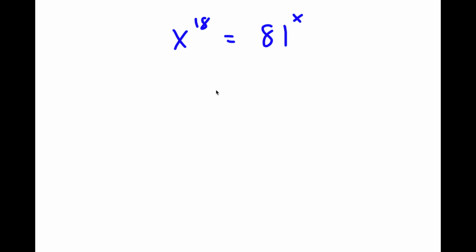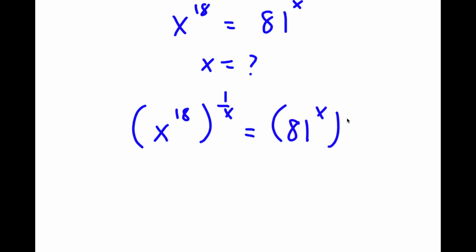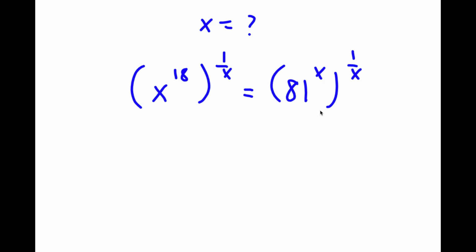Alright, so in this problem, I have x to the power of 18 is equal to 81 to the power of x. So I want to find the value of x here. To start, I'm going to first take the power of 1 over x on both sides. So now I have x to the power of 18 to the power of 1 over x is equal to 81 to the power of x to the power of 1 over x.